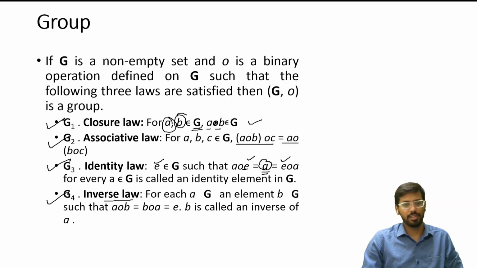Now, the fourth one is inverse. Suppose we take A belongs to Z and B belongs to the same group Z, then A binary operation B should be equal to B binary operation A, which should be equal to the identity element. Then this B is the inverse element of that group.